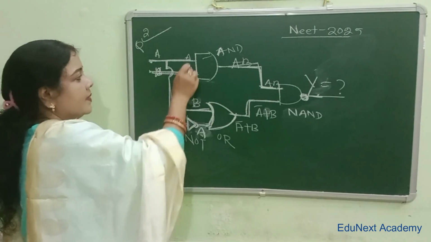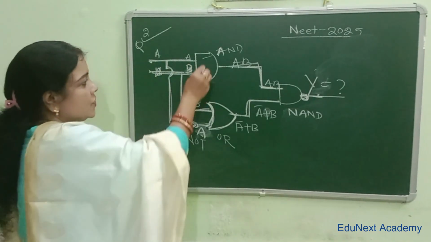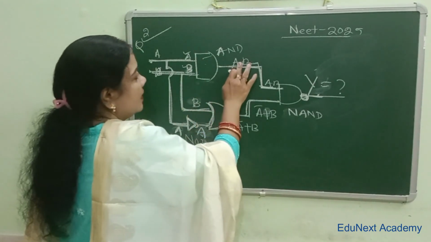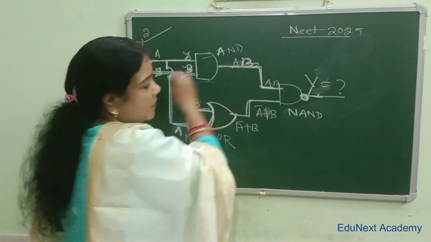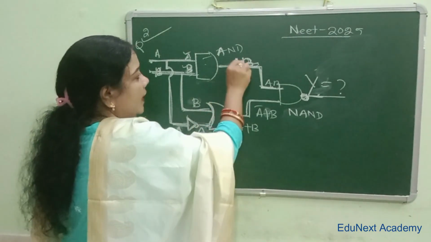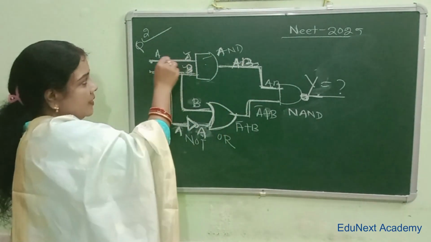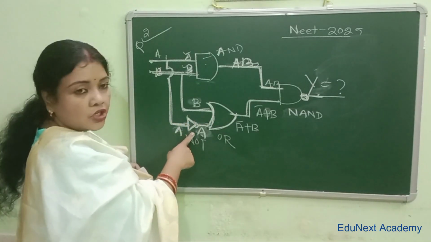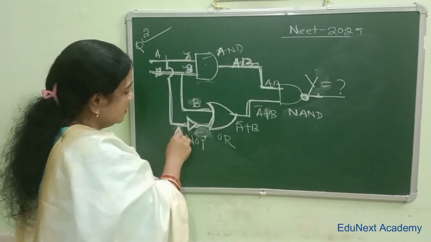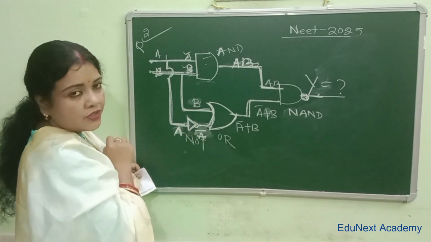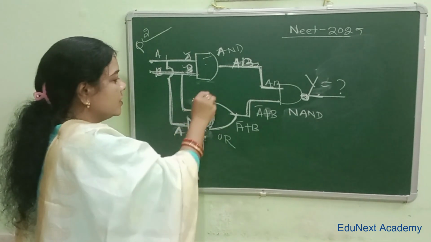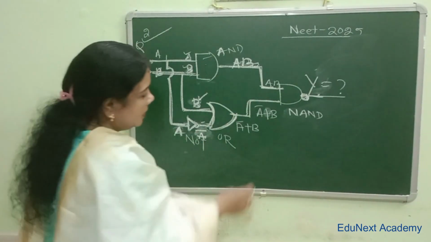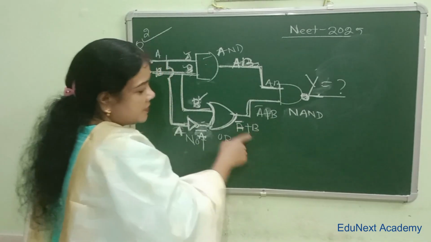Now see, first of all, let us consider this gate. Here the inputs are A and B. Obviously, according to the AND gate property, the output will be A dot B. Similarly, A is given to the OR gate through a NOT gate, so this will be A bar. So the inputs are B and A bar. Obviously OR gate means a simple addition operation, that means A bar plus B.